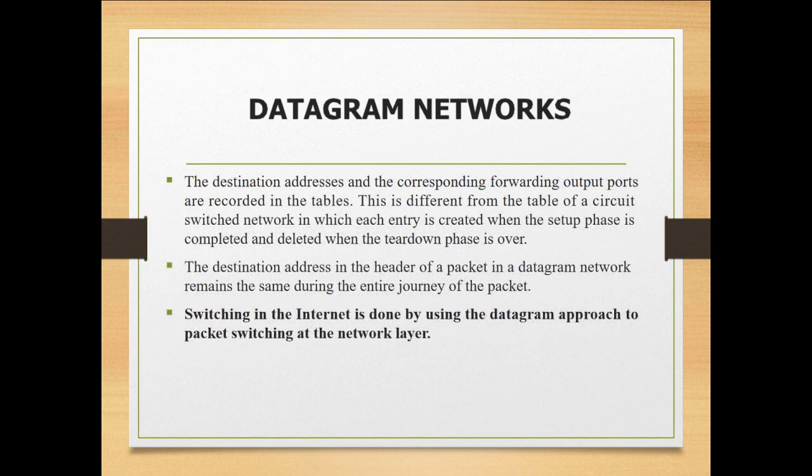The destination addresses and the corresponding forward output ports are recorded in the tables. This is different from the table of a circuit switched network in which each entry is created when the setup phase is completed and deleted when the teardown phase is over. The destination address in the header of a packet in a datagram network remains the same during the entire journey of the packet. Switching in the internet is done by using the datagram approach to packet switching at the network layer.